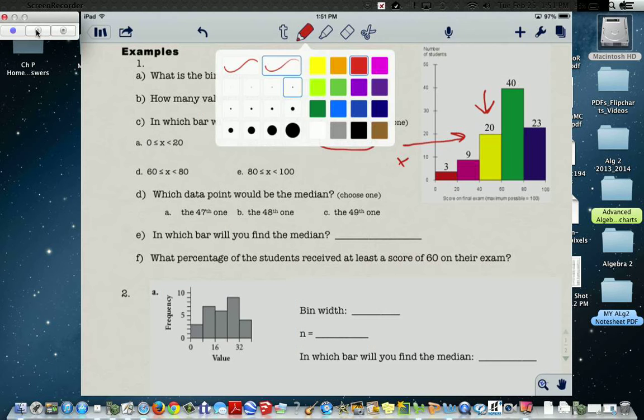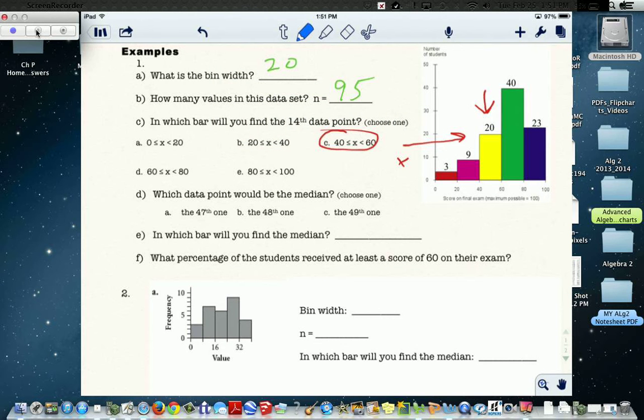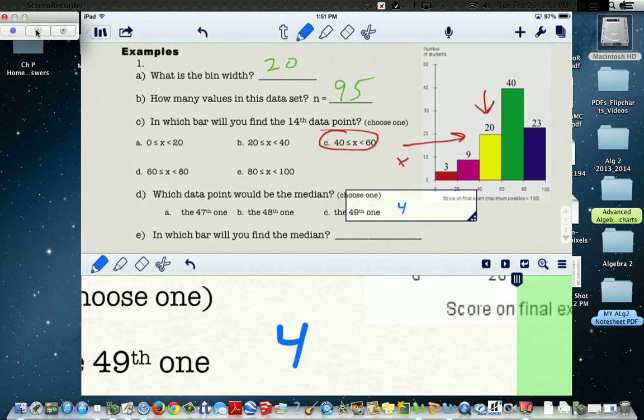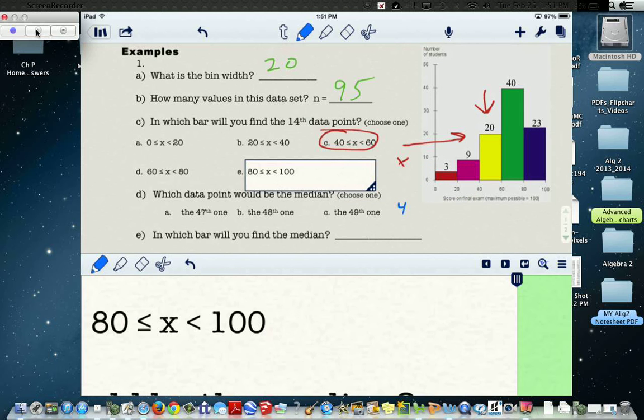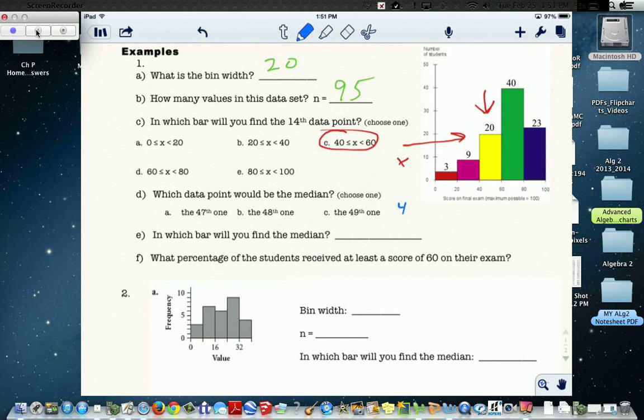The median, remember the median number will be the middle number. And so out of 95, we want to split that in half. So for the median, we'd come in 47 from the left, 47 from the right. We've used up 94. That leaves the one number in the middle. So it's the 48th data point.